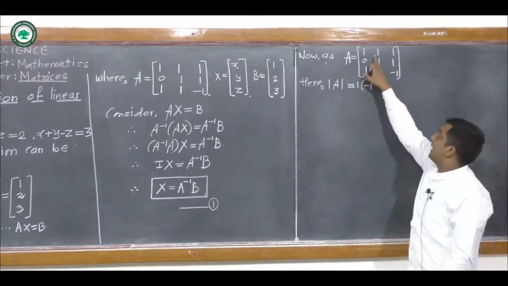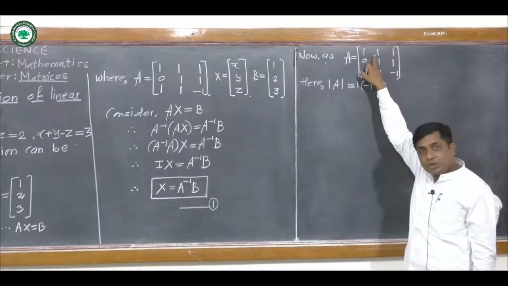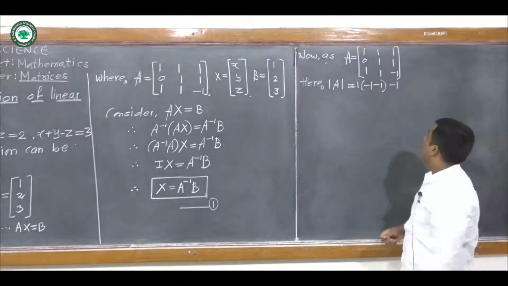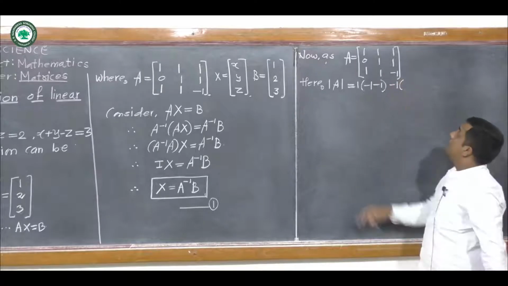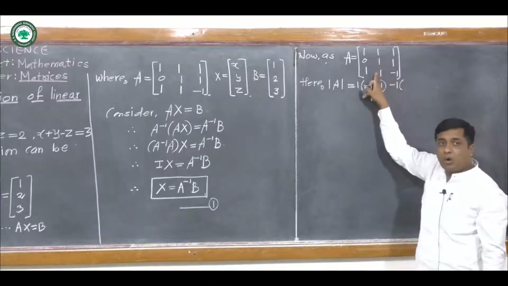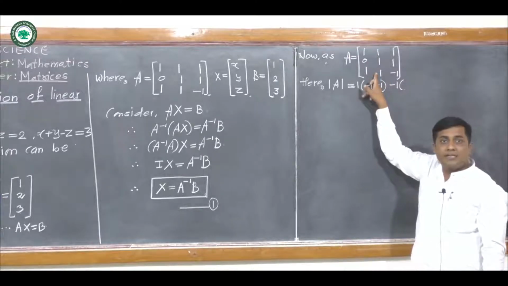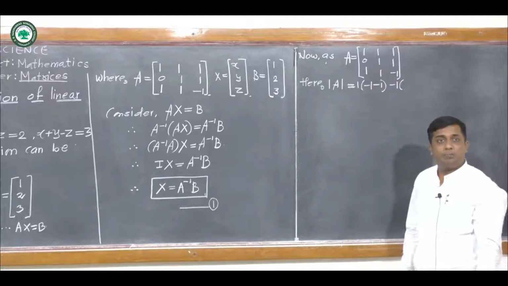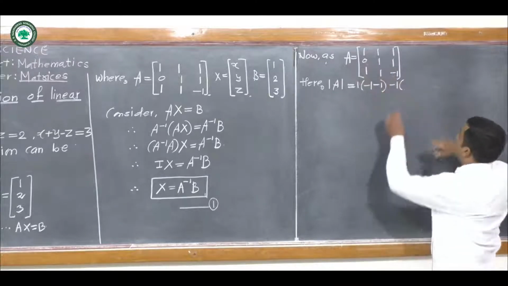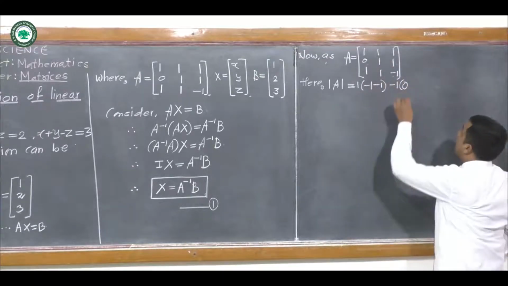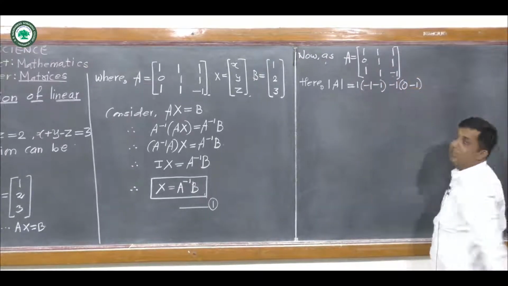Then we consider the second element of the first row. Here it is 1, so with a minus sign, 1 inside the bracket. We know the position of this 1 is in the first row and second column, so we delete the first row and second column, and we consider the remaining elements for the calculation. Here 0 into minus 1 is 0, then 1 into 1 is 1, so with minus 1.